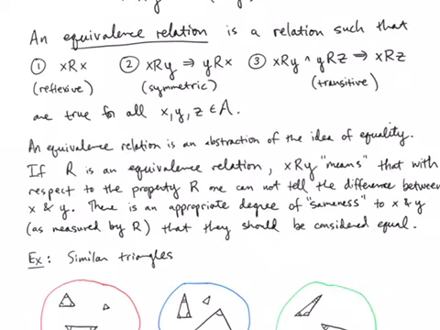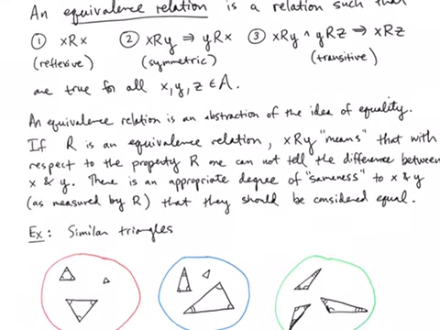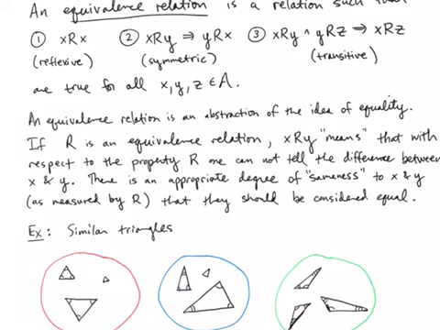So if you have an equivalence relation R, X is related to Y basically means, the way you can think about that, is that with respect to the property R, you can't tell the difference between X and Y. Even though X and Y are different elements of this set A, once you include this equivalence relation, the equivalence relation can't tell the difference between X and Y. So there's some appropriate degree of sameness to X and Y as measured by R, so that they should be considered to be equal.